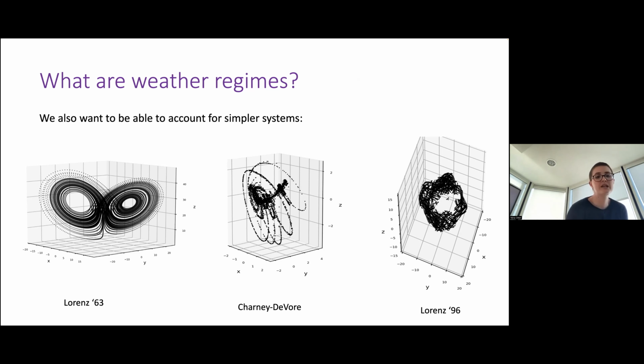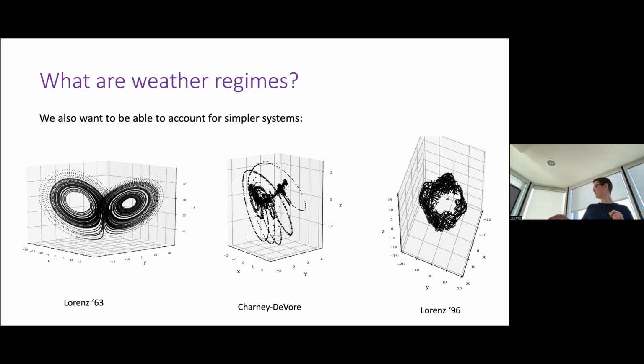And so here basically we would have 2 regimes that would correspond to the 2 wings of the butterfly. And here in the middle we have another model, the Charney-DeVore, that is more complex. So here we have both a low velocity and high density blob in the middle, and then these low density loops that have very high velocity that come out from the blob.